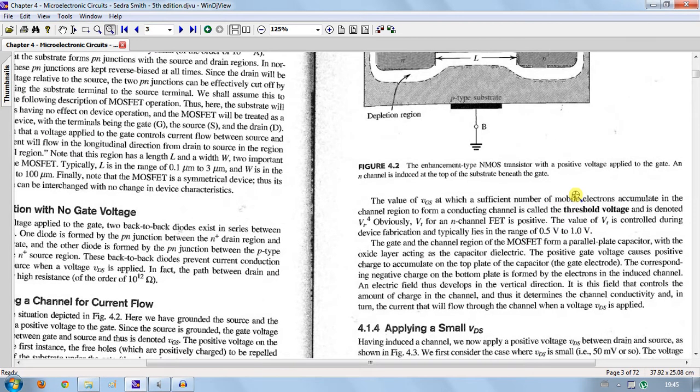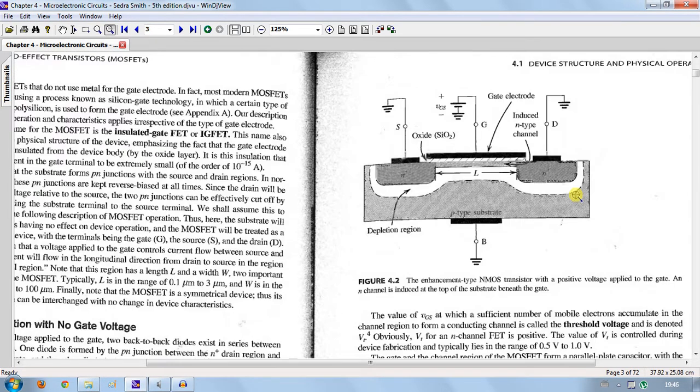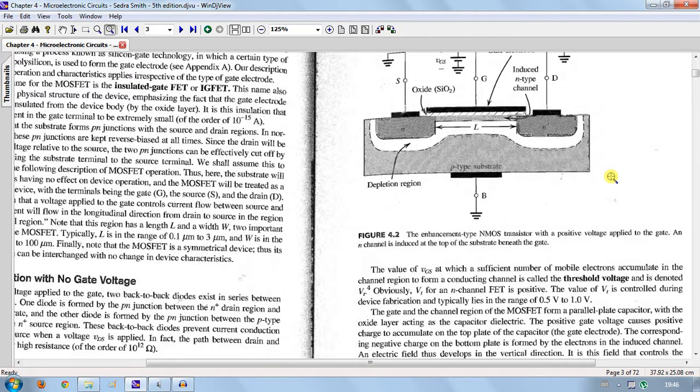and so now we see what happens when we apply a small VDS. When we apply a small VDS, there's a positive here, negative here. So electrons move from the source to the drain, therefore the current is in this direction, that is, ID is in this direction, and this can only happen if VGS is sufficient and the channel is created.